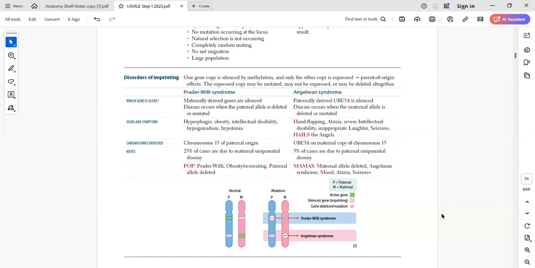But once again, I'm telling you guys, they do not ask you what gene is deleted or mutated. They always ask you what gene is silenced. So that's what they ask you.